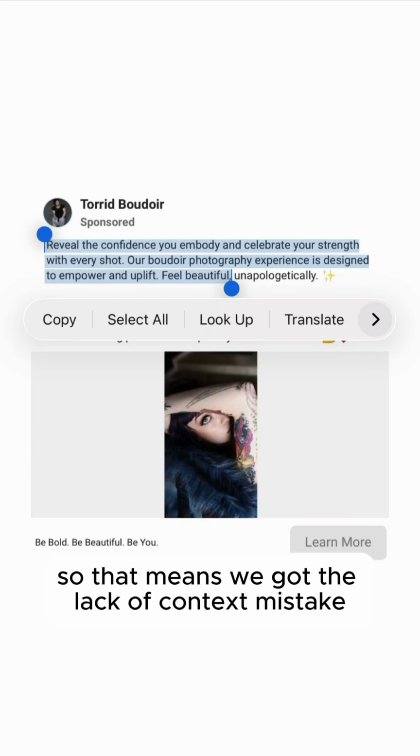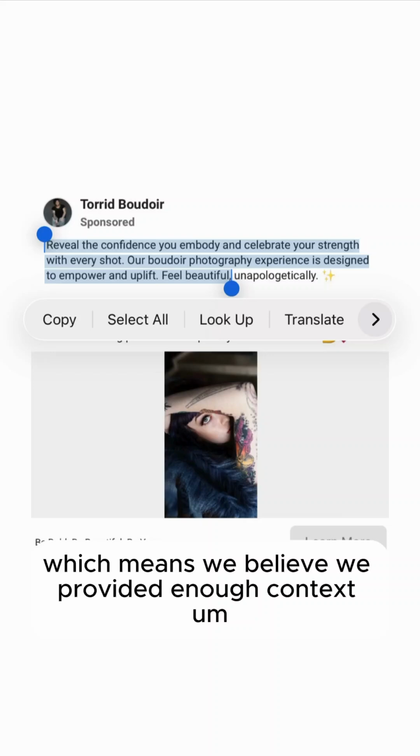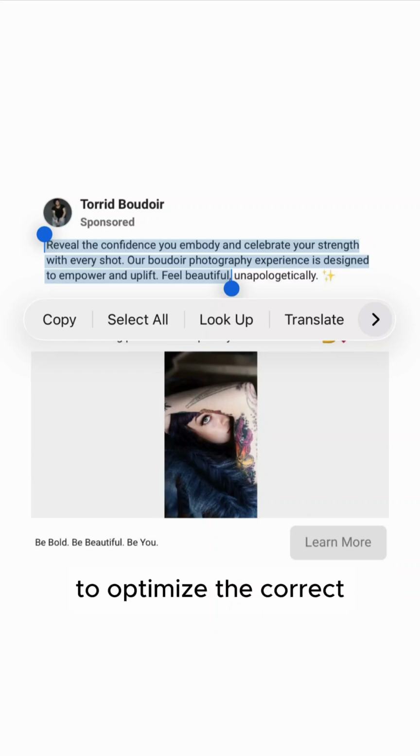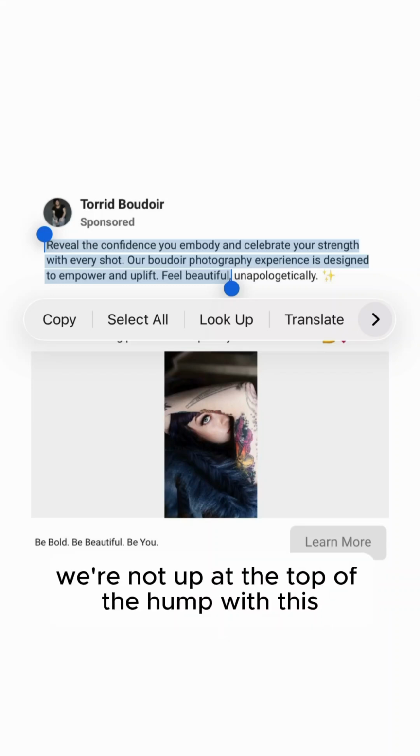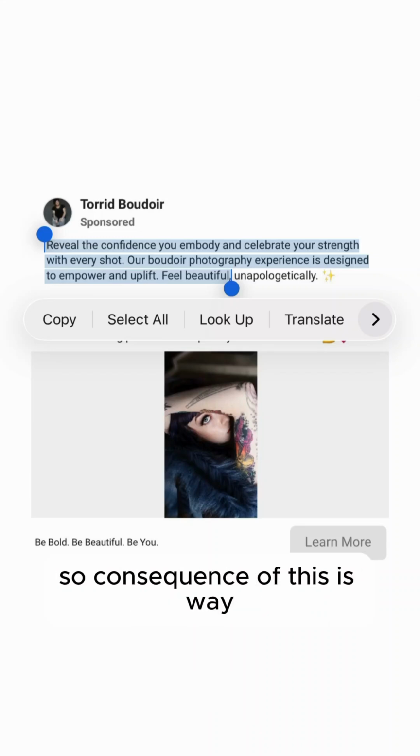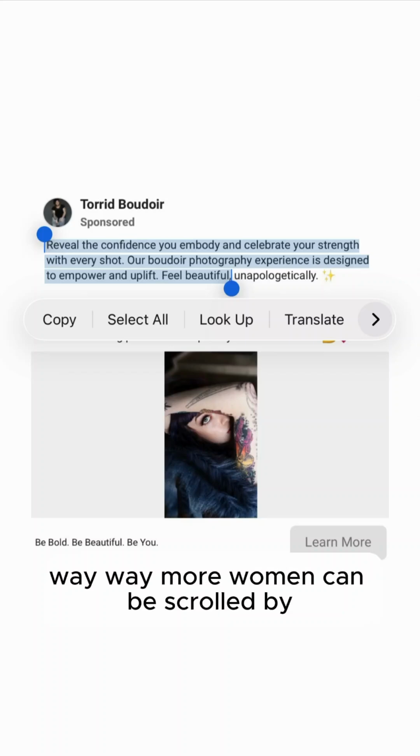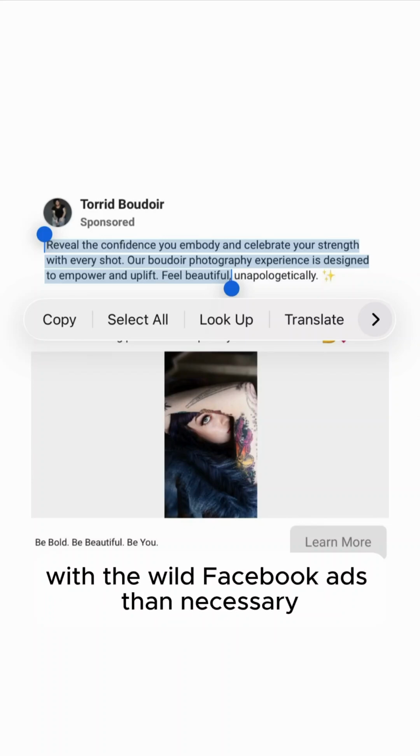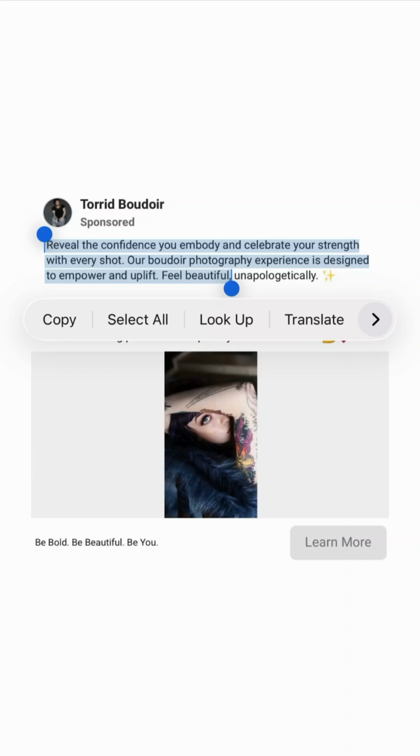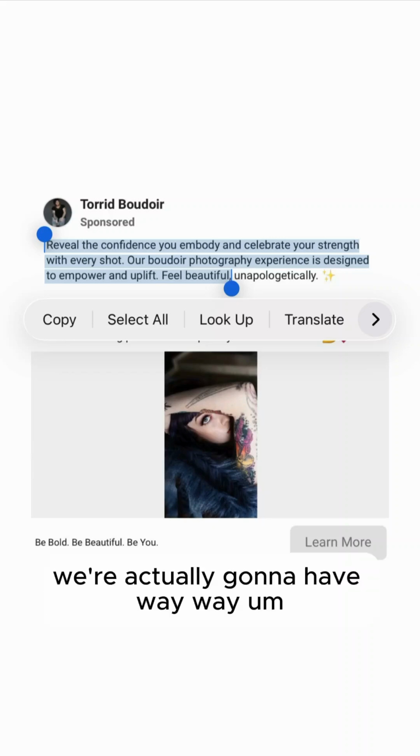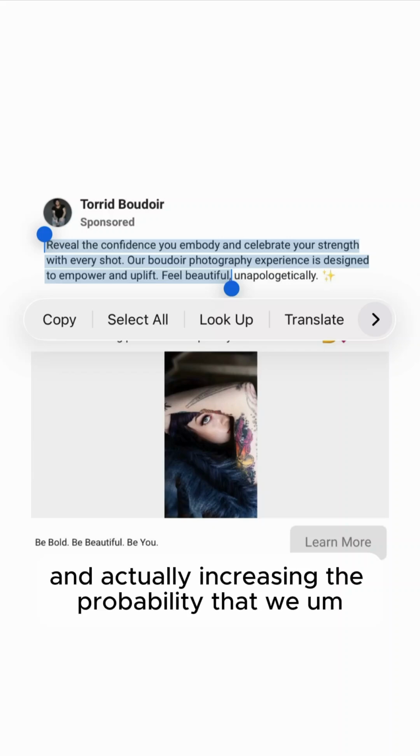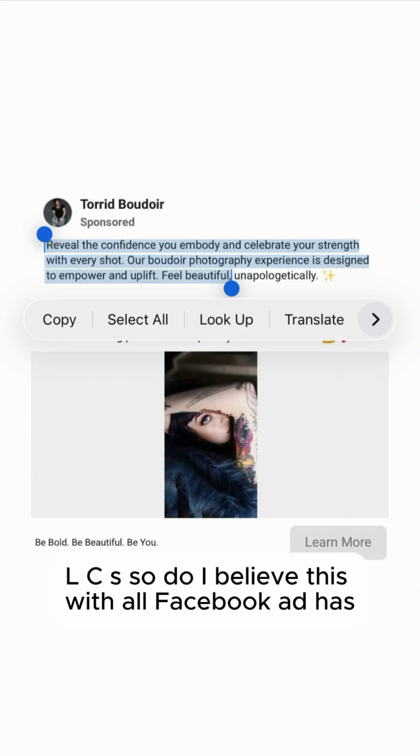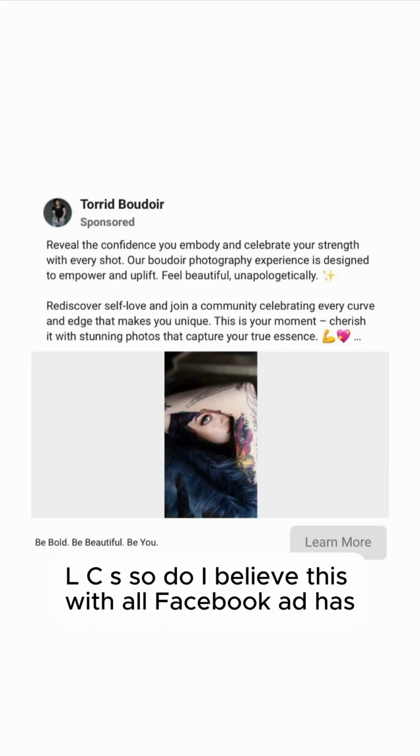So that means we got the lack of context mistake, which means we believe we provide enough context to maximize the number of correct women coming in, kicking out the number of wrong women. But we're not up at the top of the hump with this. So the consequence of this is way more women are going to be scrolling by our Boudoir Facebook ads than necessary, and as a result, it's going to be pulling our unique CTRL under 6% and actually increasing the probability that we have BLCS.